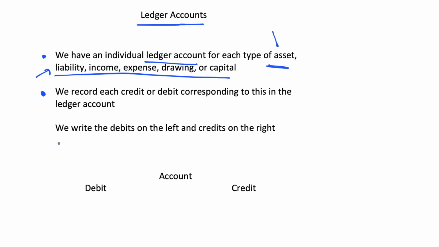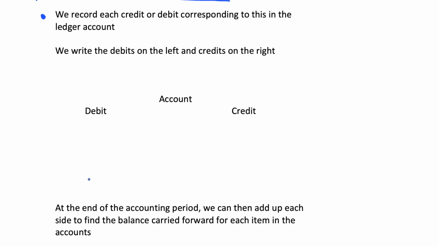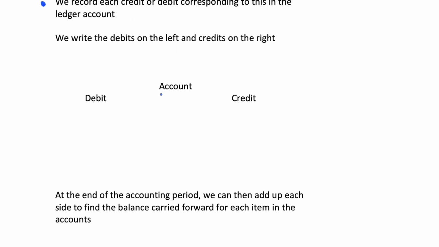So below we can see an example of a very simple setup we can have for our ledger account. And as we see here, we write the debits on the left and the credits on the right. So let's say that this is an account for just some kind of asset. We can say like machinery. And in the previous videos, we were talking about, say, buying £20,000 worth of machinery with a bank loan.